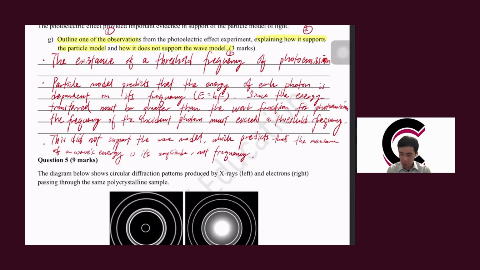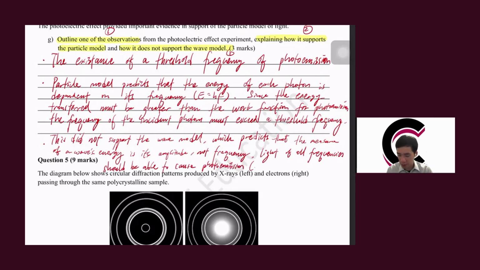Okay, so the prediction by the wave model is that light of all frequencies should be able to cause photon emission, to lead to the emission of photoelectrons. But of course, that's not the case, right? That's the prediction from the wave perspective, but that is not the case.